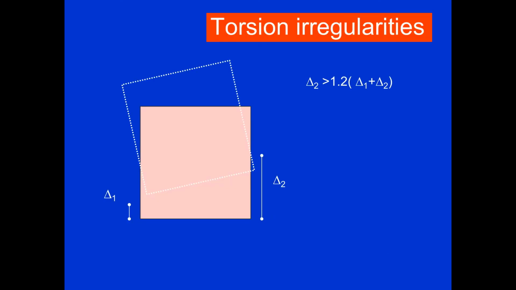So this is the example. Suppose there is a rectangular plan, and delta 1 and delta 2 are the left and right displacements that are formed because of the torsional effect. So if delta 2 is greater than 1.2 times the average of delta 1 and delta 2, then in that case the structure will become torsionally irregular.